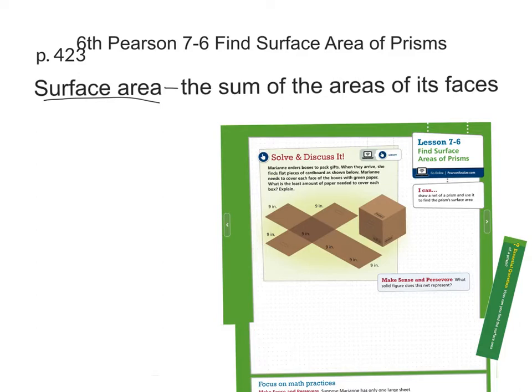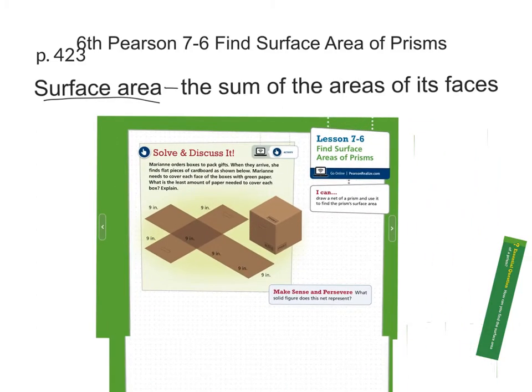So 486 square inches. Now, I've never seen anybody wrap something by cutting out individual squares and gluing or taping them onto the sides. Usually there's extra overlap on the sides and underneath. But this is what they're doing in this problem.